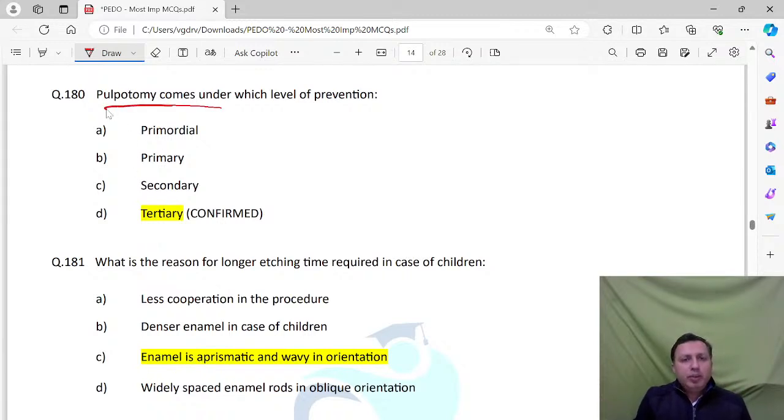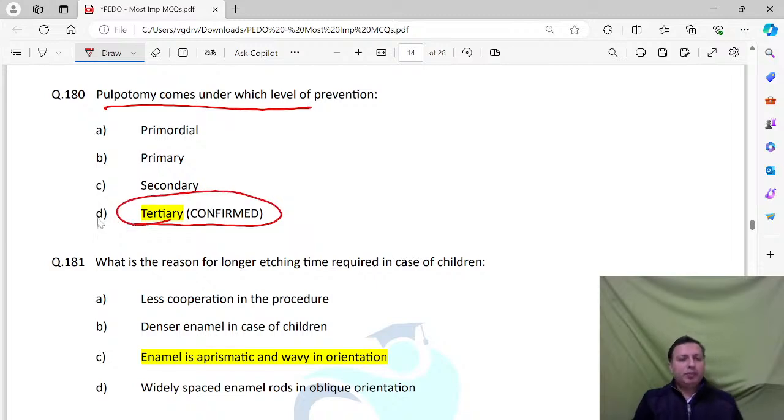Now, pulpotomy comes under which level of prevention? Pulpotomy, pulpectomy, or any extraction procedure followed by a space maintainer always comes under the tertiary level of prevention.